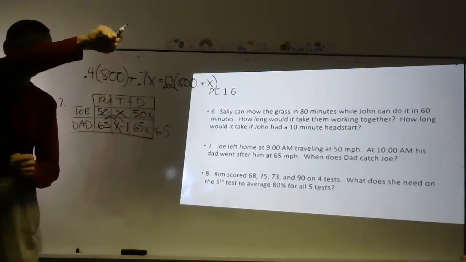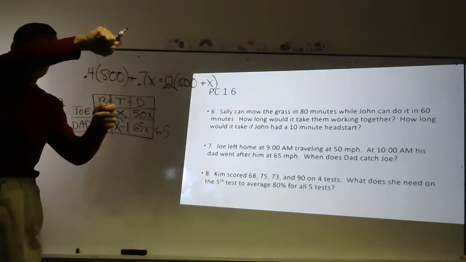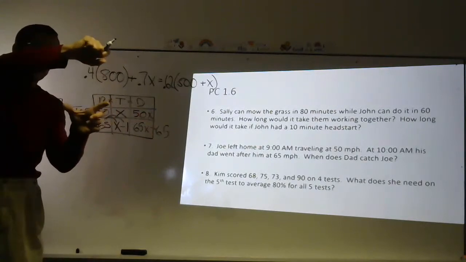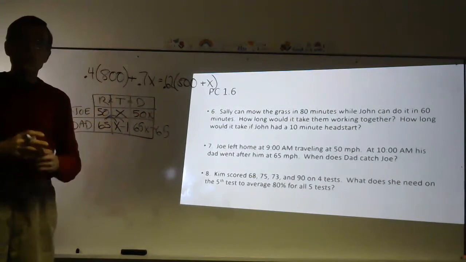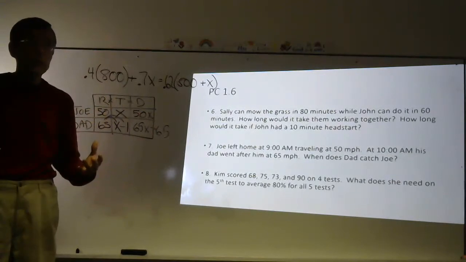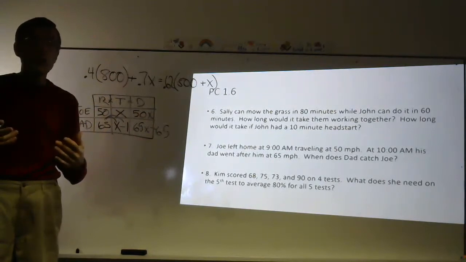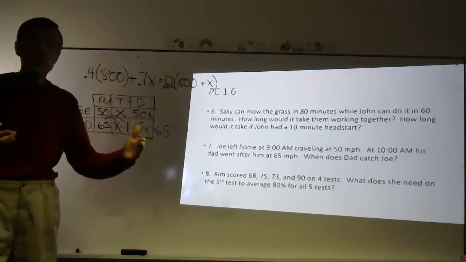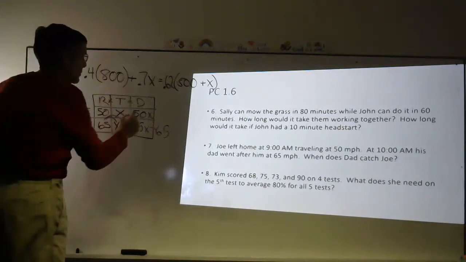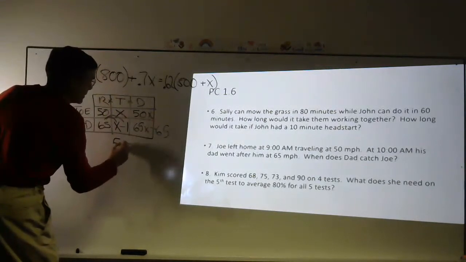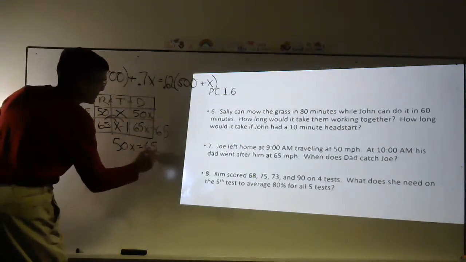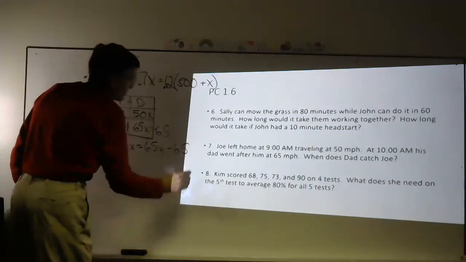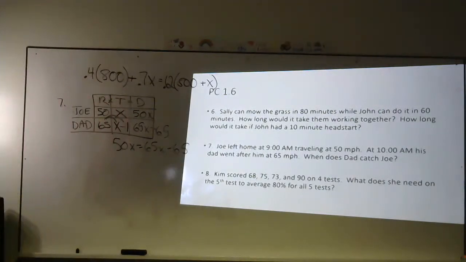When Dad catches him, here goes Joe. He's speeding across real quickly. Dad starts a little late, but he's gone faster. When Dad catches up to Joe, they will have traveled the same distance. Their distances are equal. That's why Dad catches him. He goes the same distance as Joe did. So if the distances are equal, you said 50x equal to 65x minus 65, and you solve. Okay?